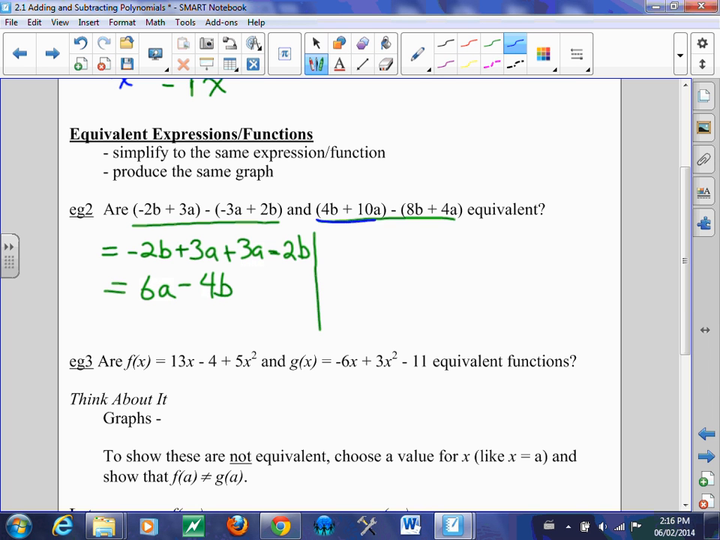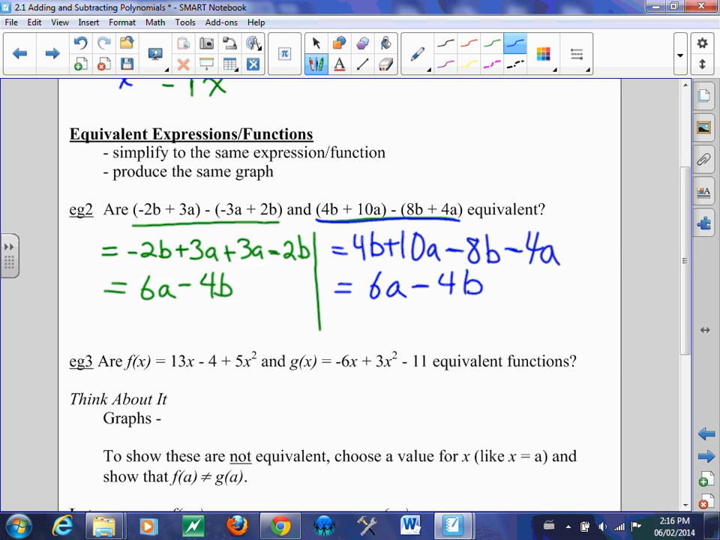So for the second expression, I'll just change colors so you can have it color-coded. We're going to have 4b plus 10a, subtract 8b, and subtract 4a. Okay, collecting like terms, how many a's do we have, ladies and gentlemen? We have 6 a's. And how many b's do we have? Minus 4b.